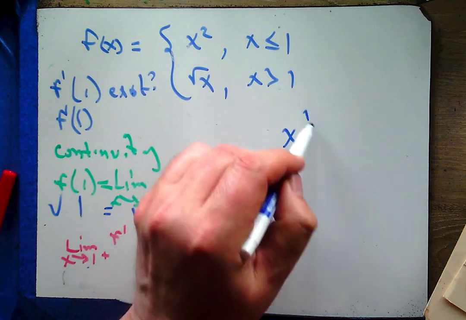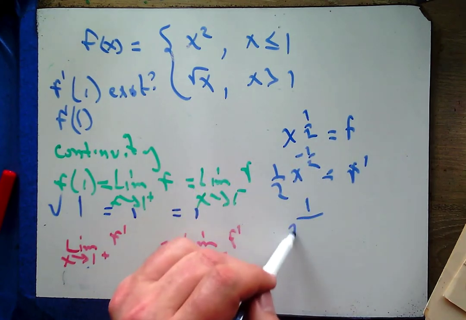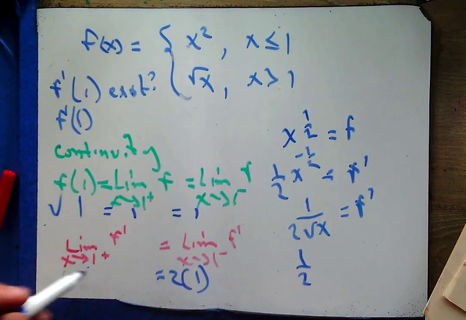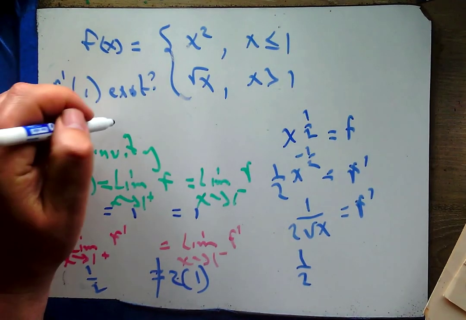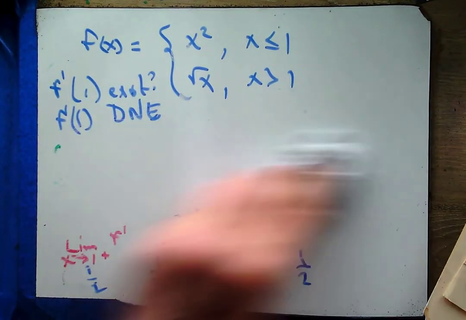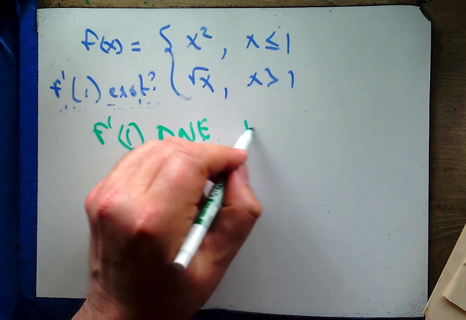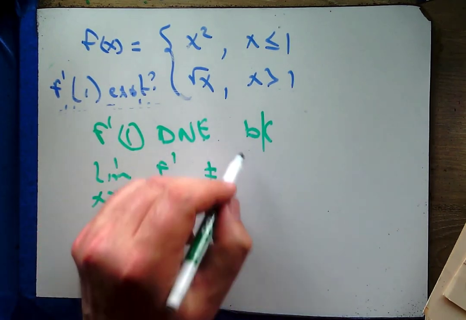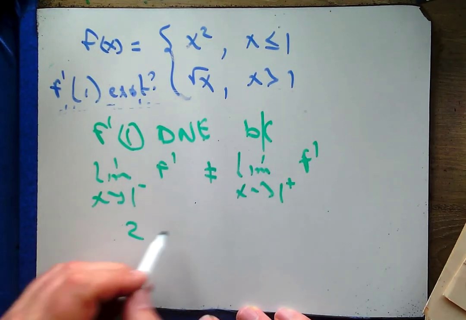Now the slope here: x to the one half, so f prime is one half x to the minus one half, or 1 over 2 root x, is f prime. If I plug a 1 in there, I end up with one half. Uh-oh. 2 does not equal one half. So no, f prime of 1 does not exist. And in fact, my expectation would be that you would say f prime of 1 does not exist because the limit as x approaches 1 from the negative side of f prime does not equal the limit as x approaches 1 from the positive side of f prime. This was 2 does not equal one half.